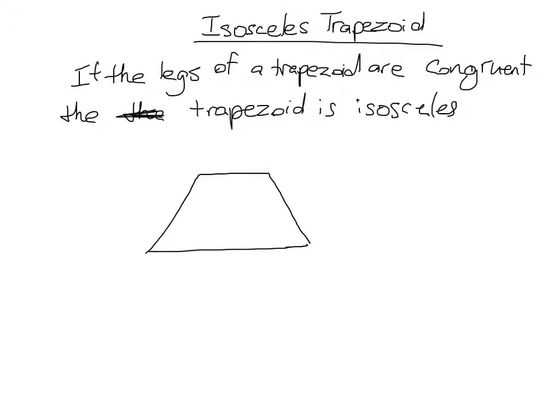And you may recall from a couple minutes ago, this is a base. This is a base because they are parallel to each other. And these are legs because they are the sides that are not parallel to each other. So in order for a trapezoid to be isosceles, the legs have to be congruent. They have to have the same measure.